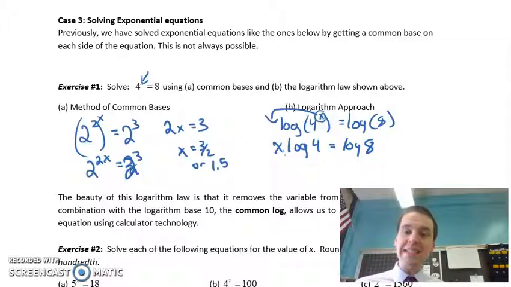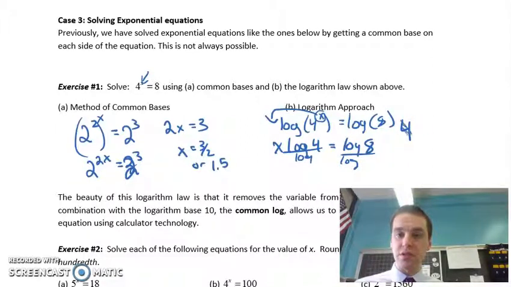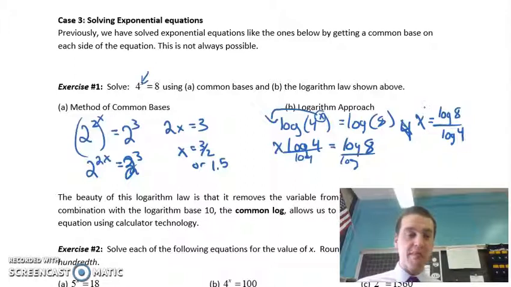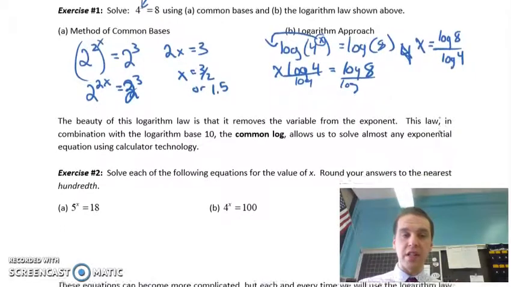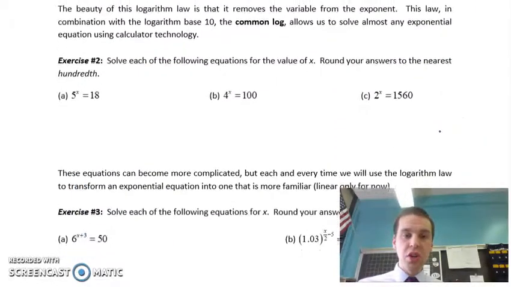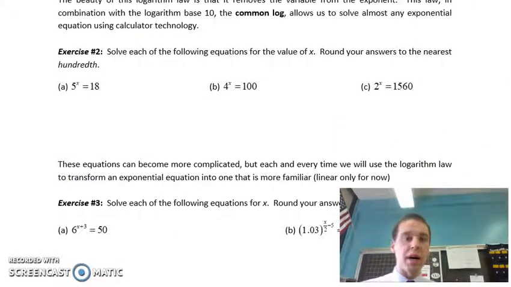And notice that the x is now on the outside. We can just divide by log 4. And we can finish it as x equals log of 8 divided by log of 4. And if that makes sense to you, that you can do that using the power rule, then this entire page should work out for you. If you plug that into your calculator, log of 8 divided by log of 4, you will get 1.5 in the calculator.